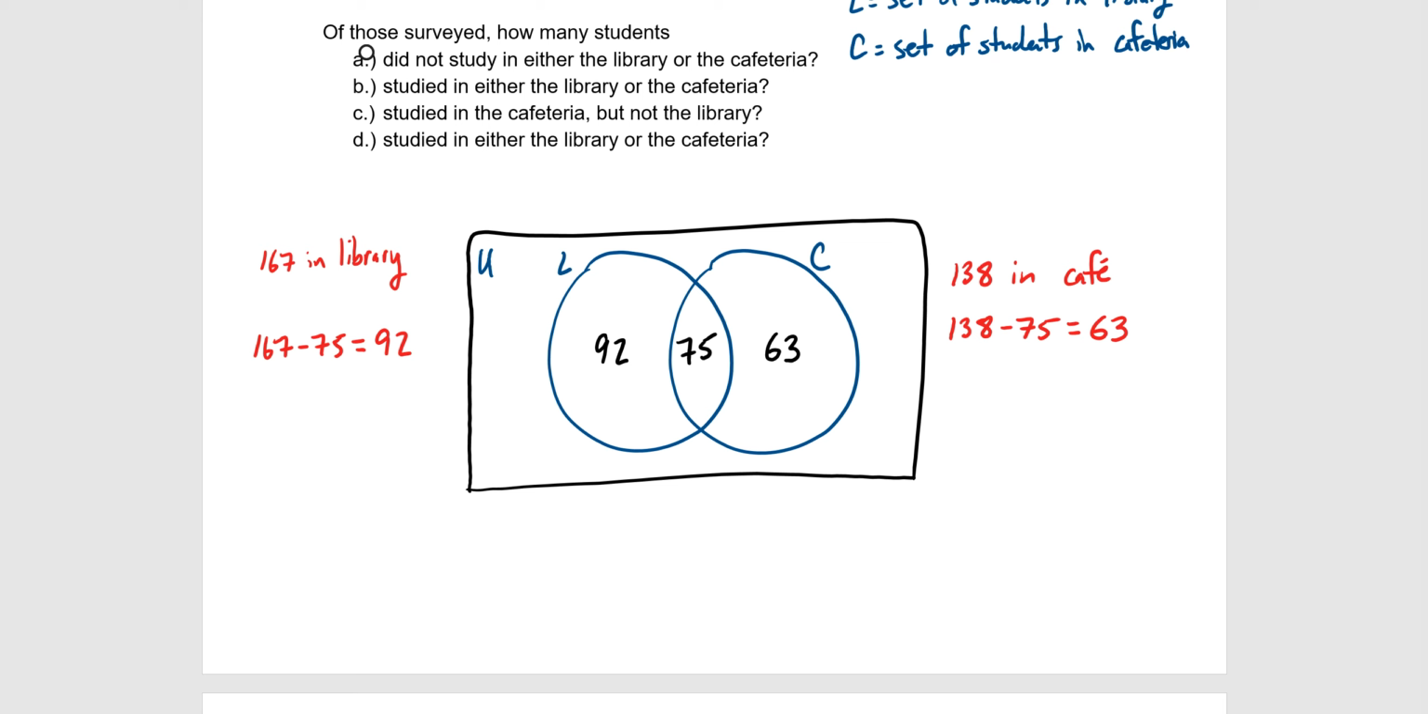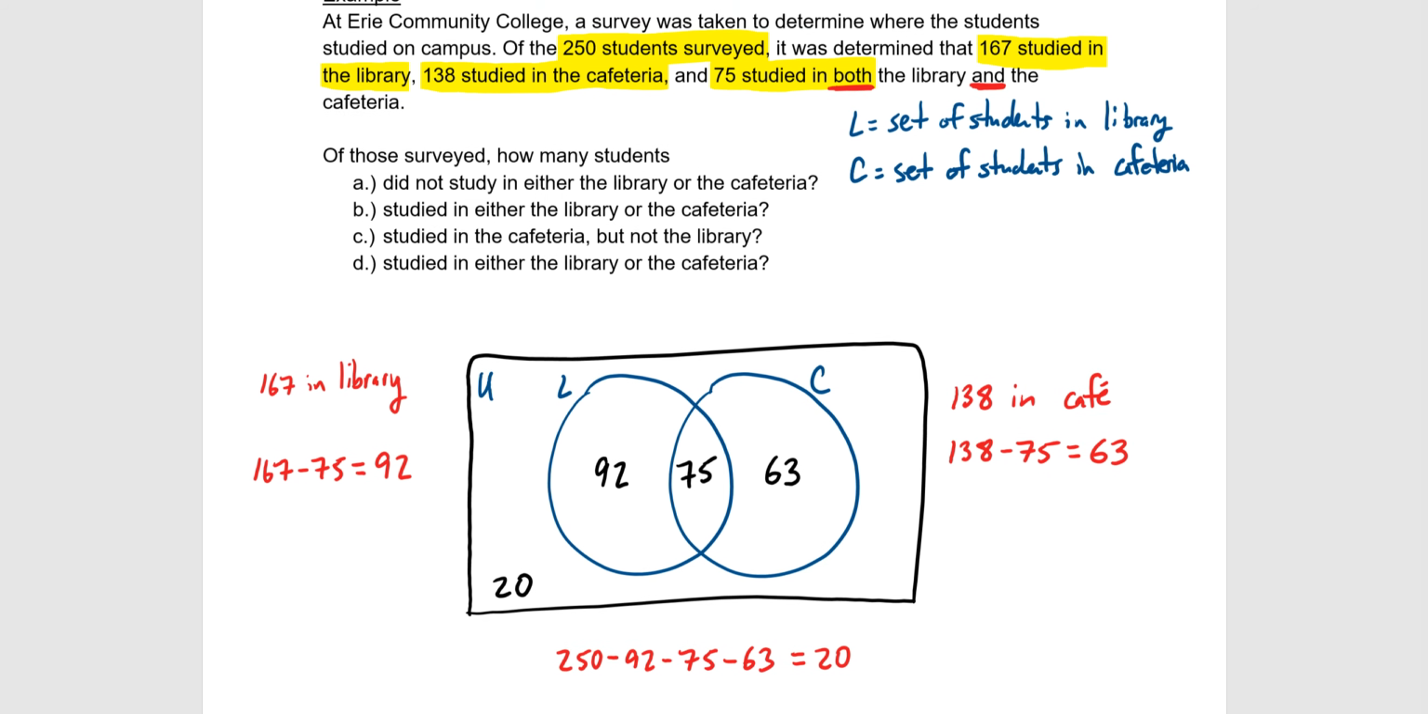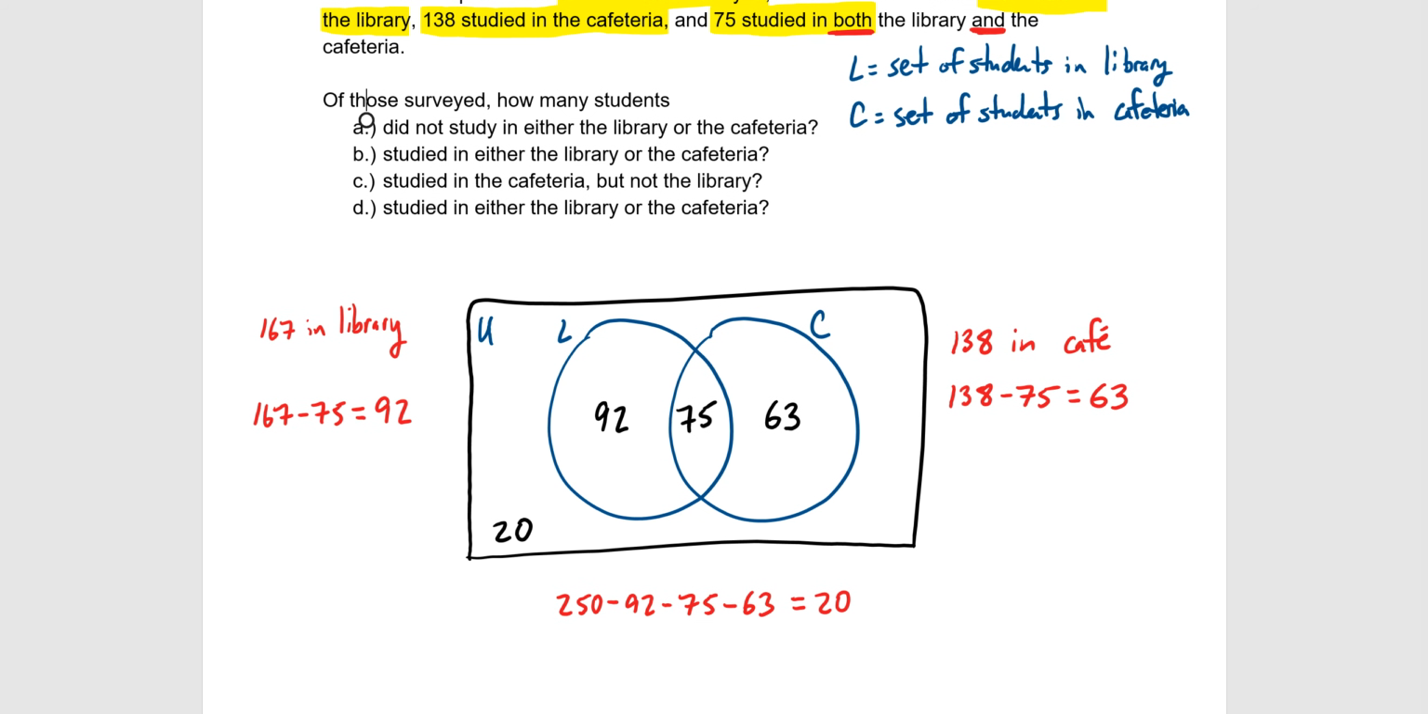So that means in order to find that last number, we're going to subtract all three of these numbers from 250. So it's going to be 250 minus 92 minus 75 minus 63. We subtract those off and we get a value of 20. So 20 goes on the outside. We have all four regions filled in here, so we are good to go. Now we can answer all of these questions that we have right here.